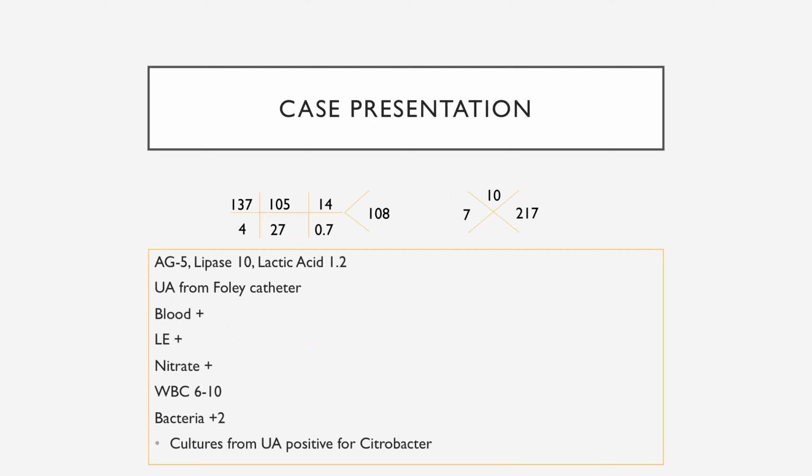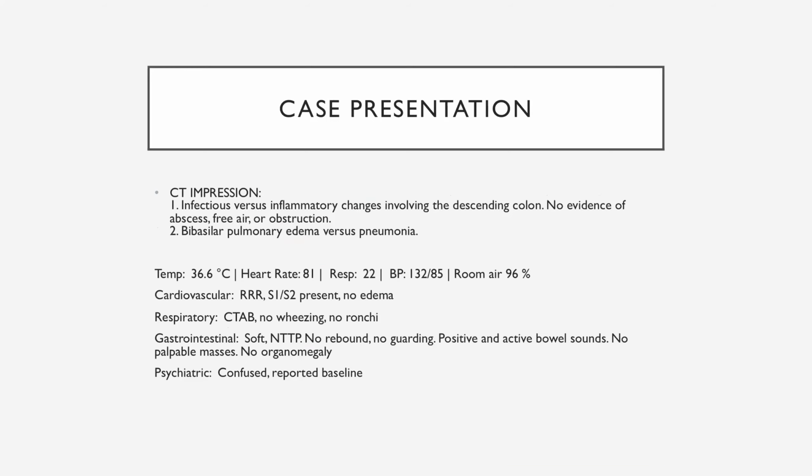These are his labs. You can see no AKI, no white count. Lactic acid looked fine. He came in with a Foley catheter in, and UA was positive for Citrobacter. CT was done showing infectious versus inflammatory changes, no evidence of toxic megacolon or colonic dilation. Vital signs were stable, and he had a pretty benign physical exam.